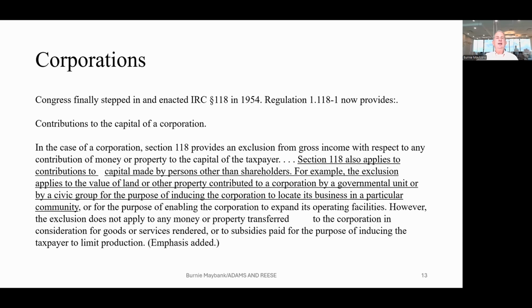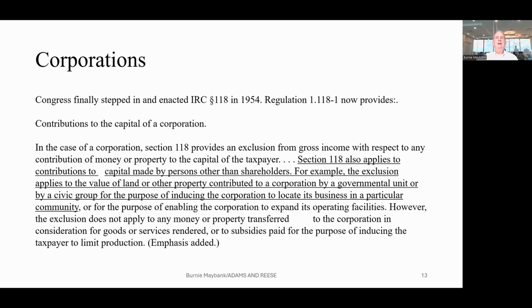So it says, for example, that the exemption applies to the value of land or other property contributed to a corporation by a government or by a civic group for the purpose of inducing the corporation to locate its business in a particular community. So Section 118, all the way back in 1954, covered grants and other economic development incentives to a corporation.